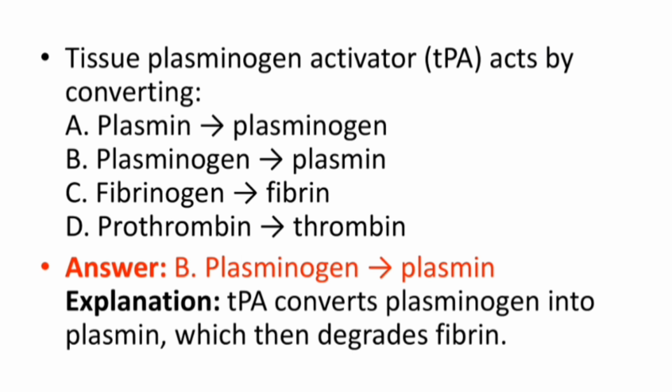Tissue plasminogen activator acts by converting: option A plasmin to plasminogen, option B plasminogen to plasmin, option C fibrinogen to fibrin, option D prothrombin to thrombin. The correct answer is option B, plasminogen to plasmin. Tissue plasminogen activator converts plasminogen into plasmin, which then degrades fibrin.